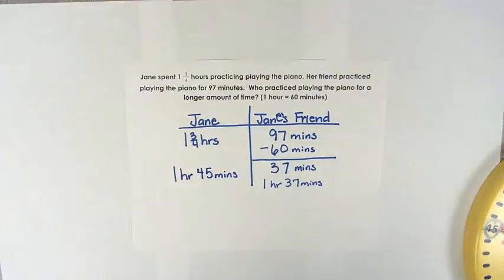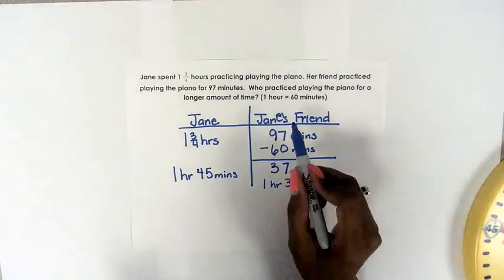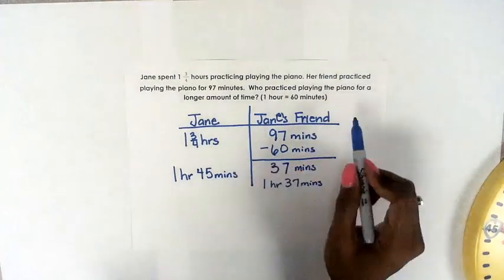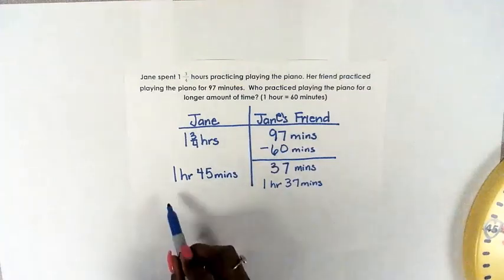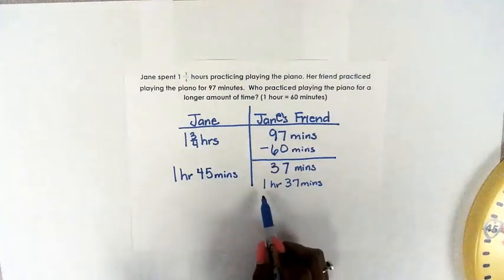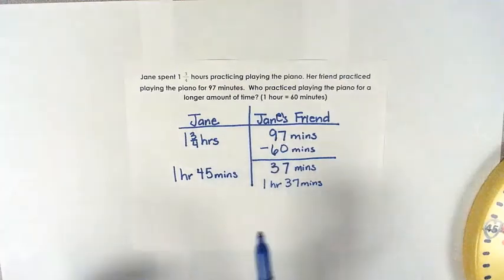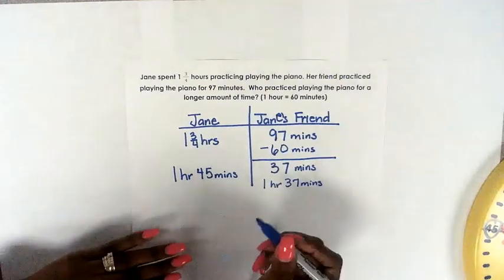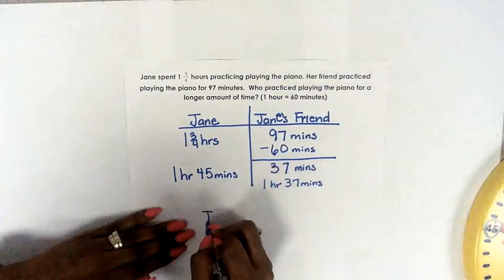Now, I know I'm not finished because our question asks us to determine who played for a longer amount of time. 1 hour and 45 minutes is greater than 1 hour and 37 minutes. So Jane played the piano for a longer amount of time.